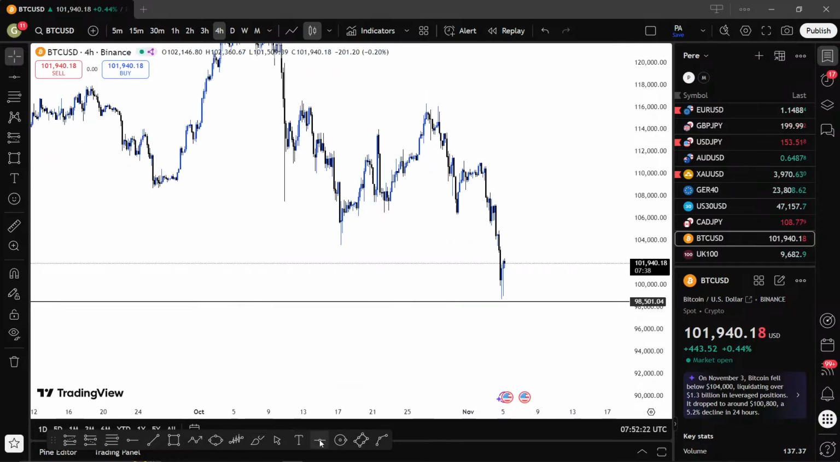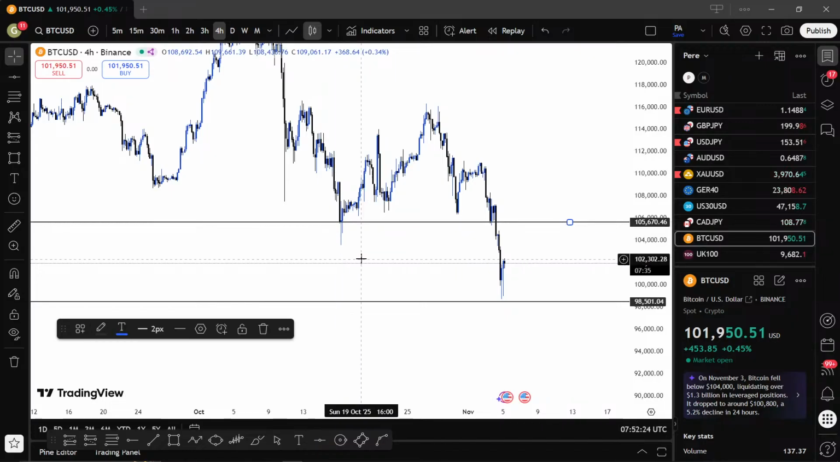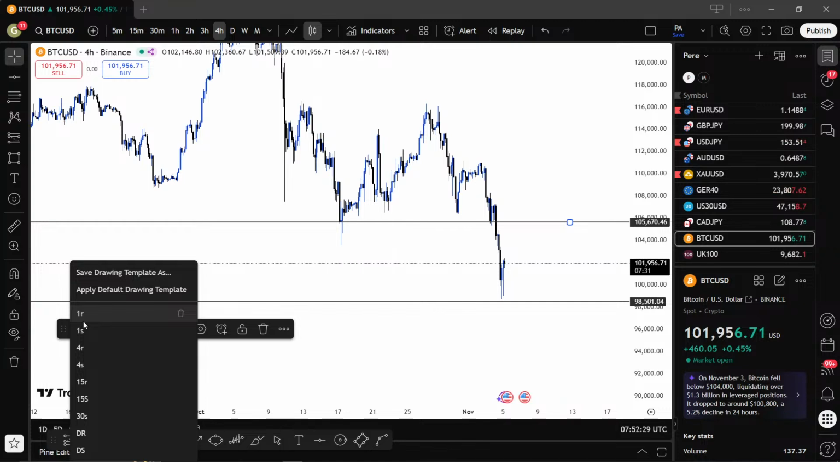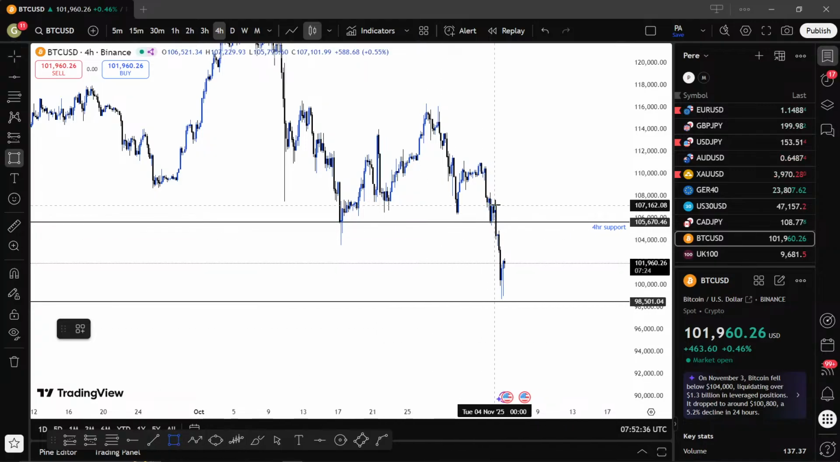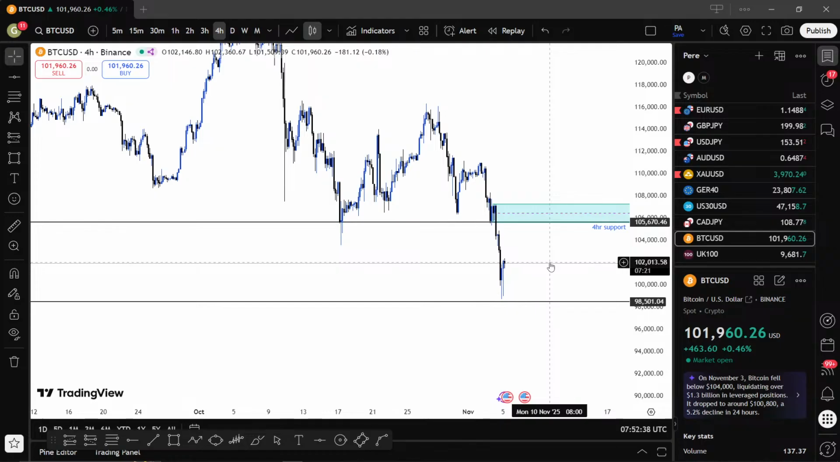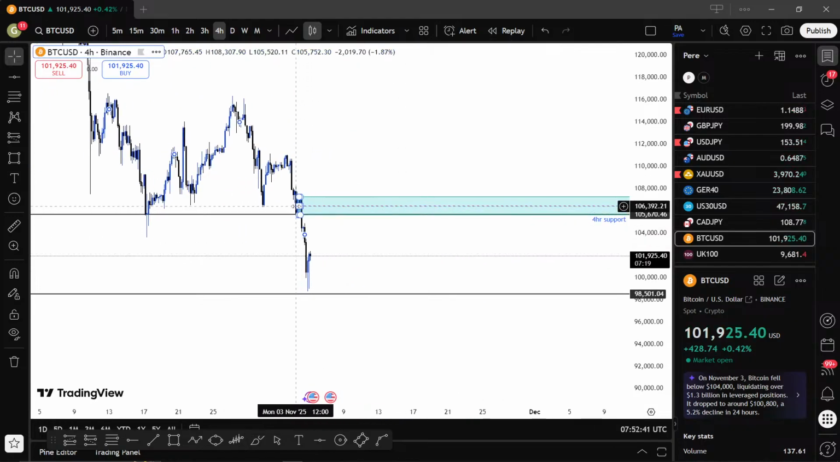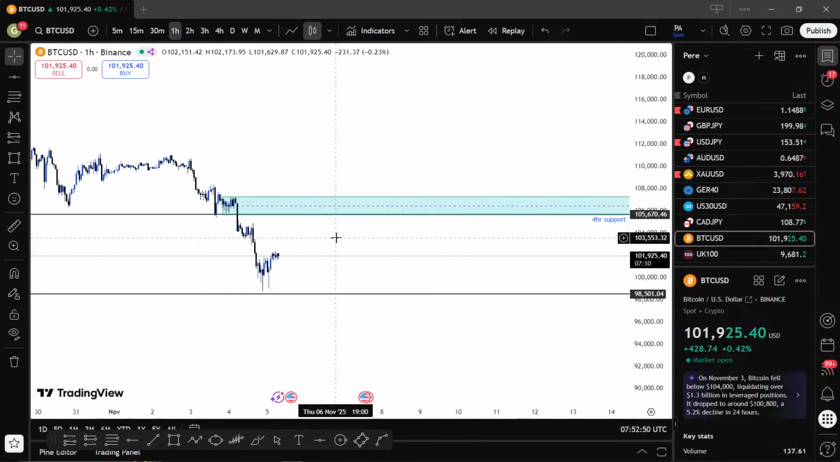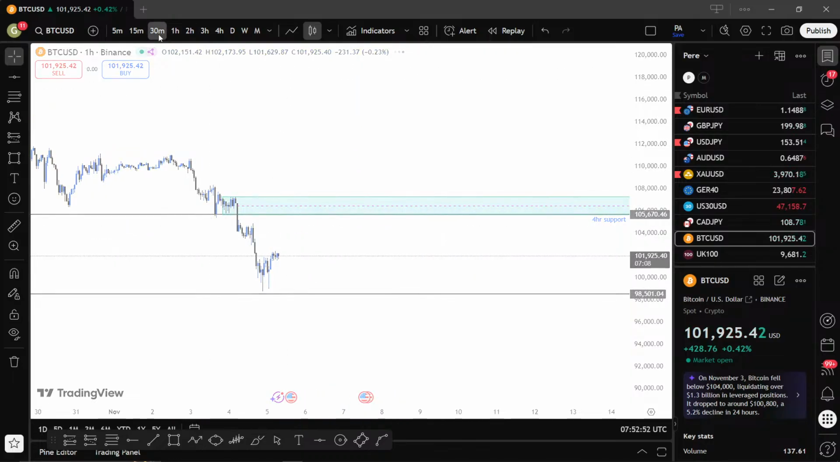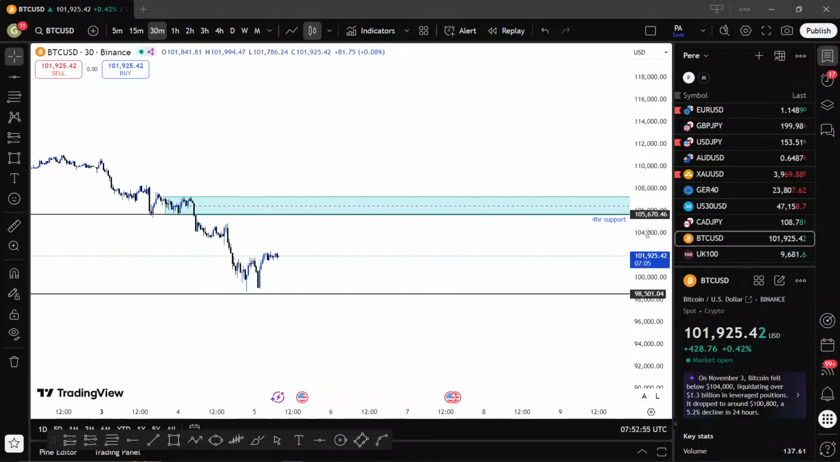And around here we have a strong level, a strong 4 hour support that is now broken, accompanied with this level right here, with this 4 hour order block. Then let me drop down to the 1 hour time frame to properly adjust those levels.